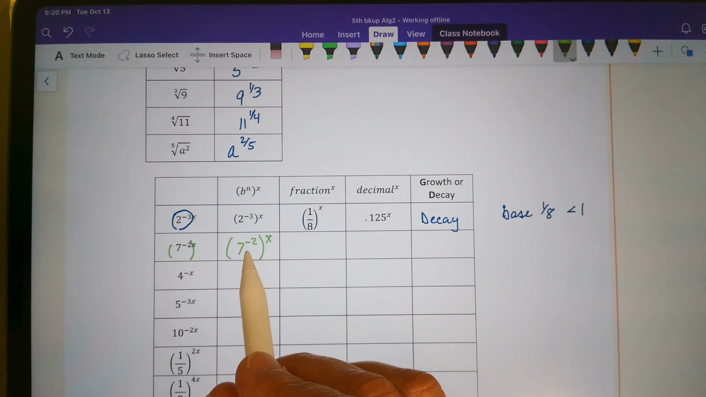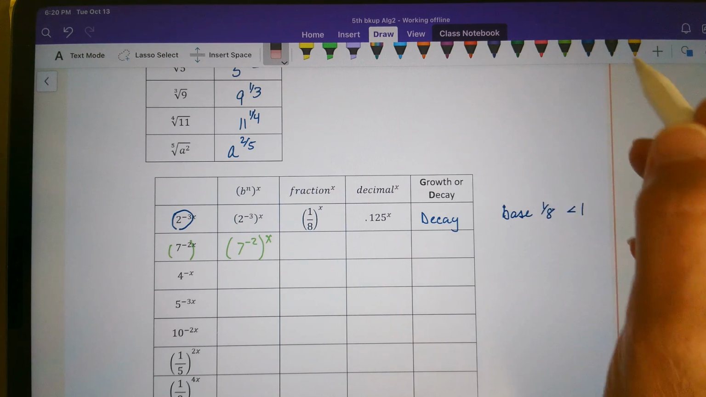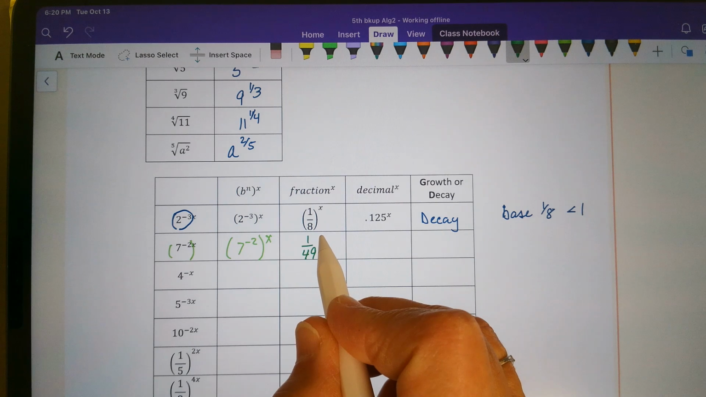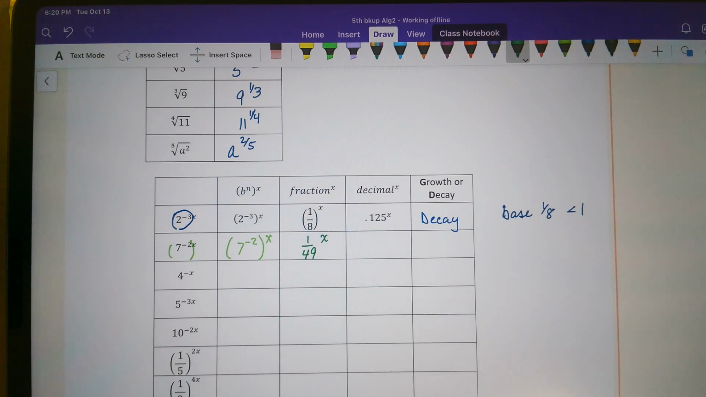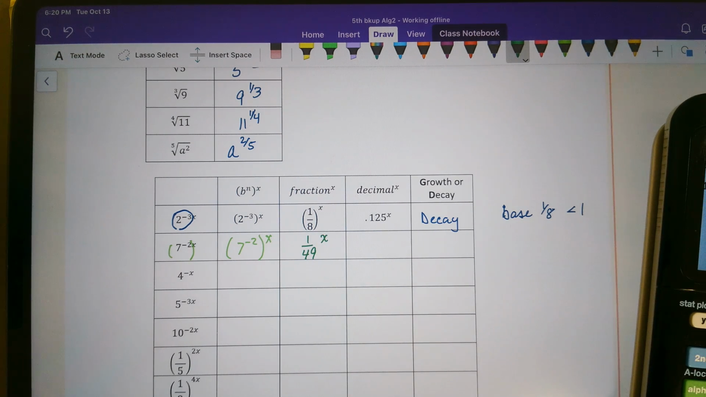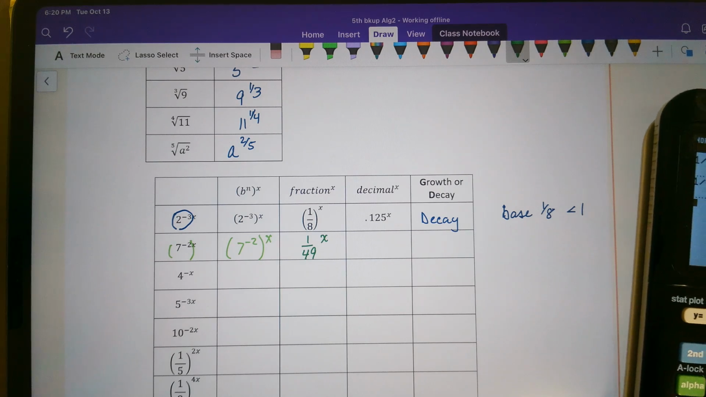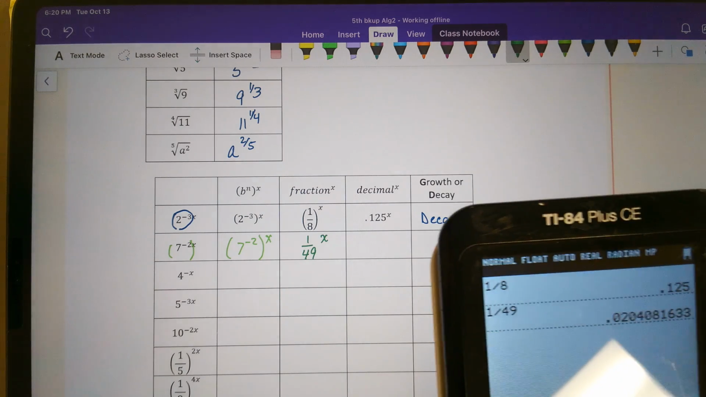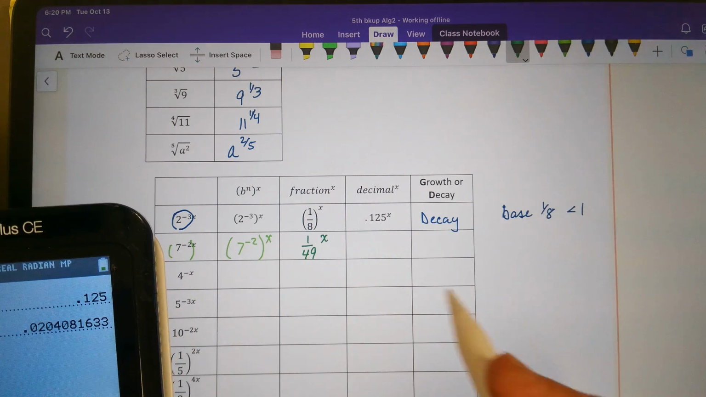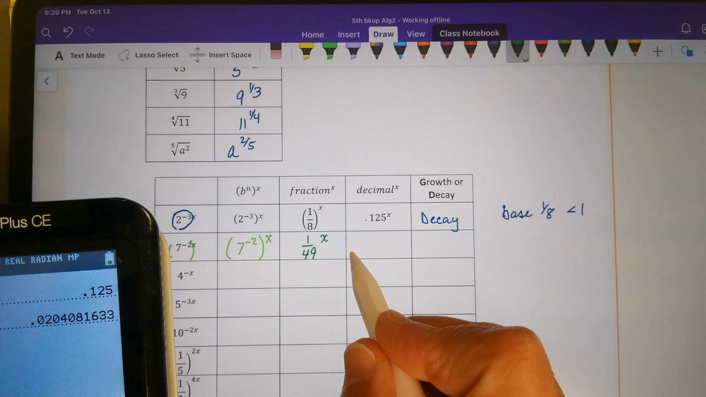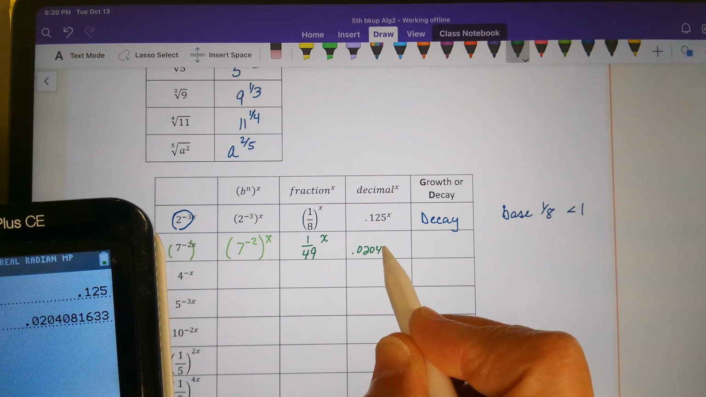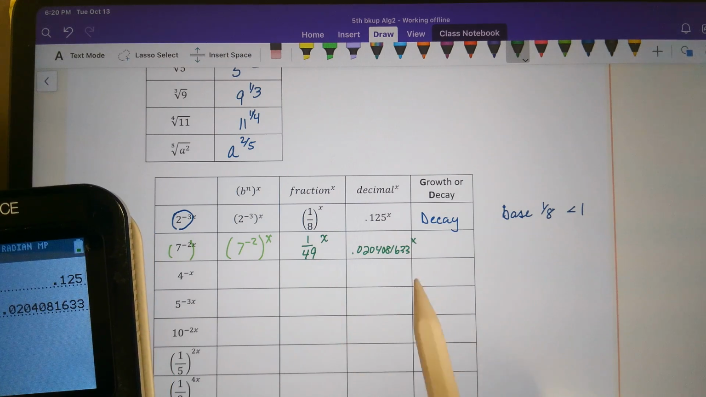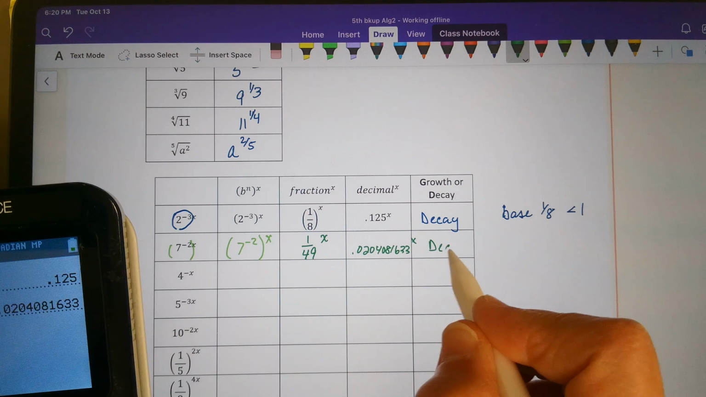Now, what is 7 to the negative 2? It's 1/49. So this is 1/49 raised to the x. 1/49, 1 divided by 49. Is this a decimal? What should we do? How many decimal places? I think I'll just copy the whole thing down. 0.0204081633 raised to the x. This also is decay.